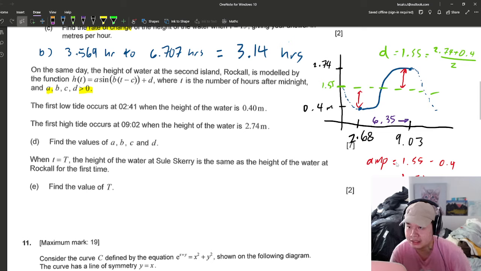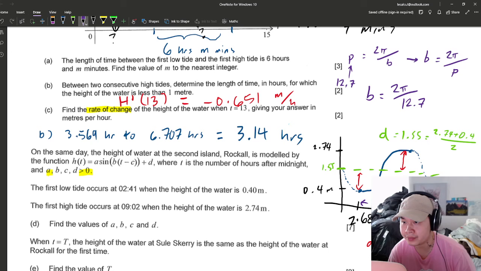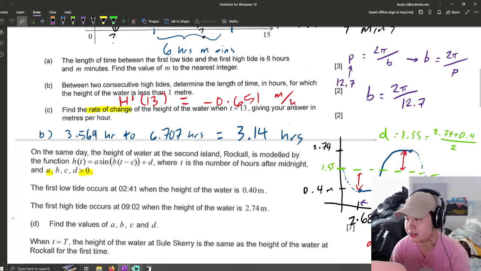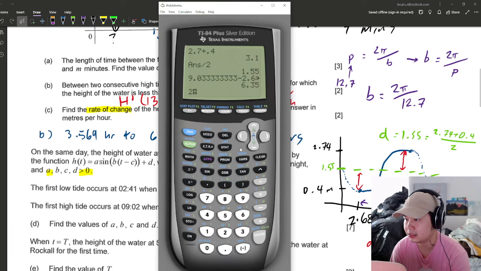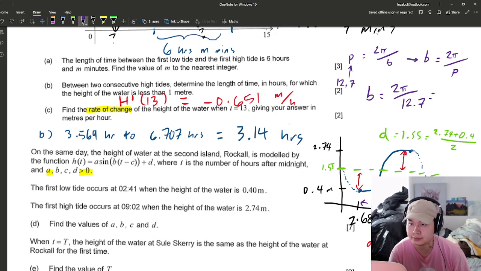And what this means is your full period is double this, so 12.7. So now I know that this is 12.7 hours. So my B value is going to be 2 pi divided by 12.7. I guess I'll calculate it. 2 pi divided by 12.7. So 0.495.